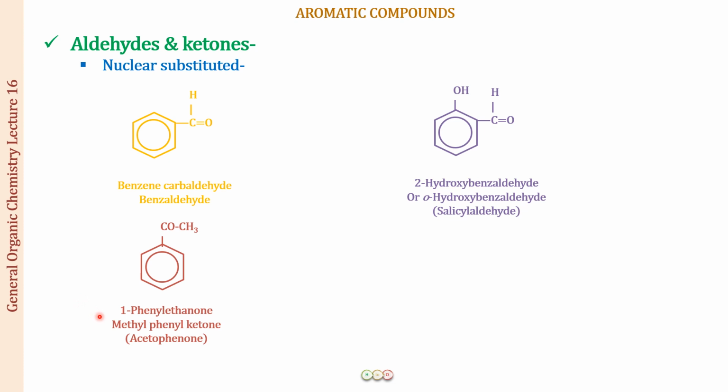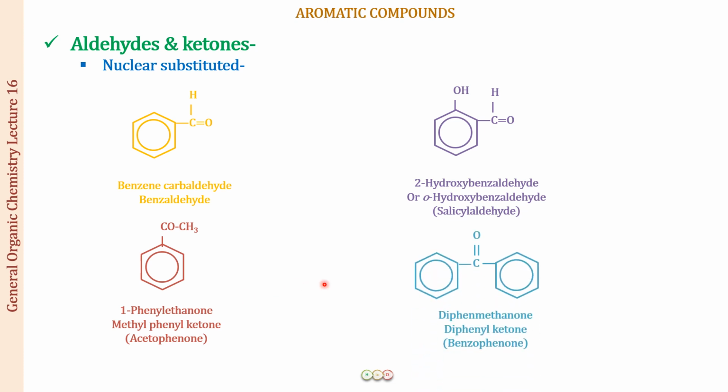The name of the compound is 1-phenyl ethanone. So carbon number 1, carbon number 2, and at carbon number 1 of the ketone we have a phenyl ring. So this becomes 1-phenyl ethanone, or we can call this methyl phenyl ketone, or we call this acetophenone. The next what you can see over here is a structure, this is a ketone again, a carbon number 1.